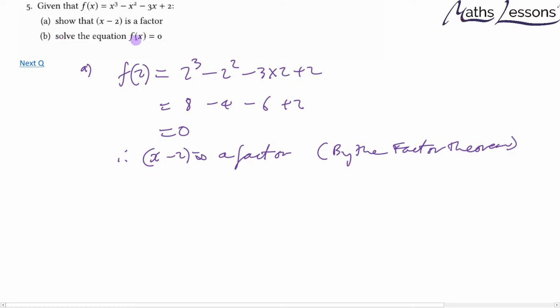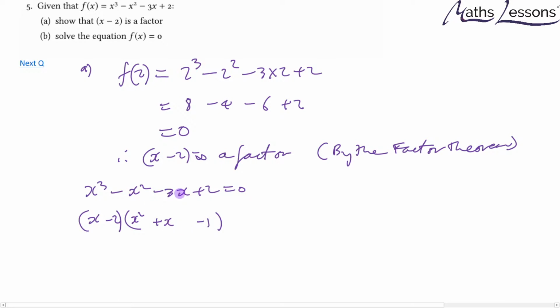Okay, now we want to solve the equation f of x equals 0. So x cubed minus x squared minus 3x plus 2 equals 0. We can take x minus 2 out as a factor, which means if we factorise that, we know that we've got an x squared here, because x times x squared is x cubed, and we need a minus 1 here, because minus 2 times minus 1 gives me the plus 2. So this will give me a minus 2x squared when I only want a minus x squared. So I need a plus x here, because plus x times x gives me a plus x squared, minus 2x squared will give me the minus 2x squared I need.